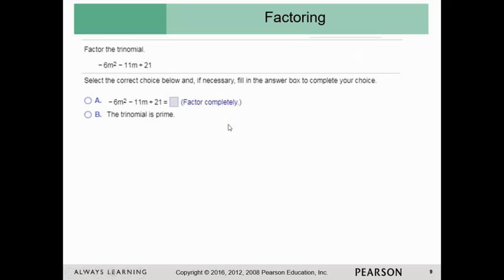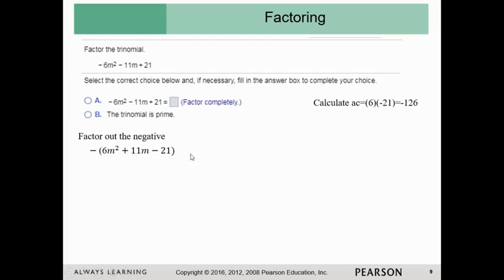Now this is the one that's a little more challenging, but it is asking us to factor. Notice we have a leading coefficient that is not 1, so the best way to approach these is to use the AC method. The first thing, notice our leading coefficient is negative. When we have this case, the first thing we always do is factor out the negative. That now becomes negative times 6m squared plus 11m minus 21. We just change the signs of all the terms there.